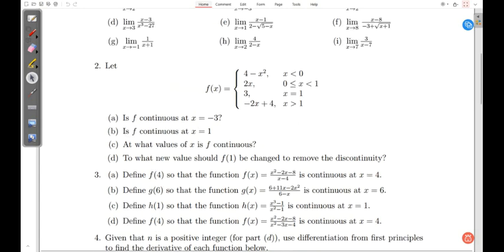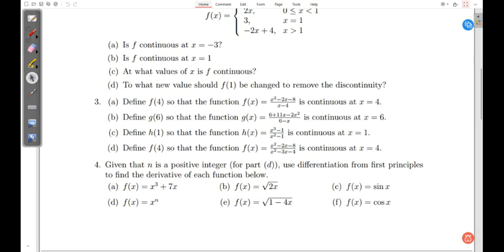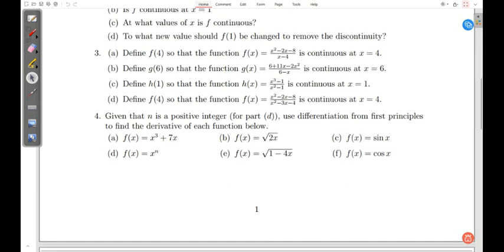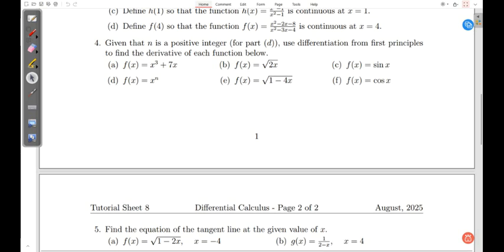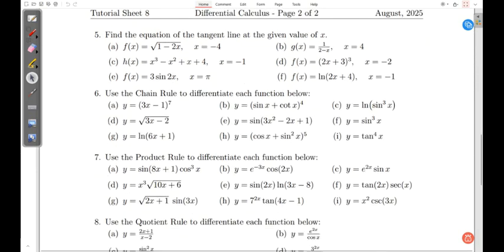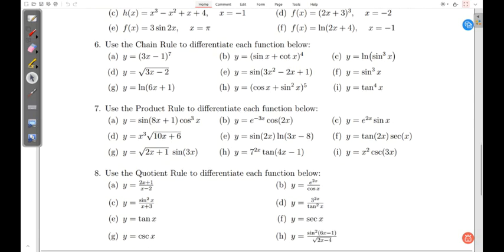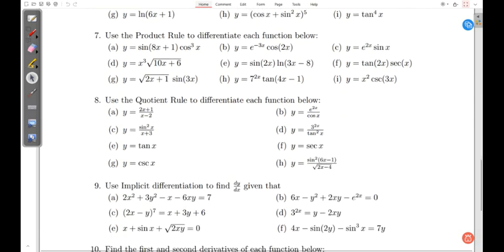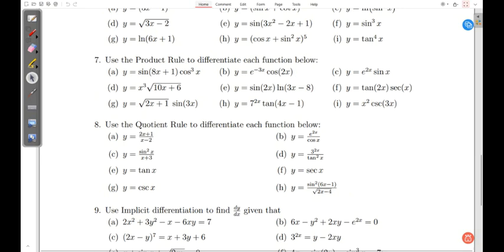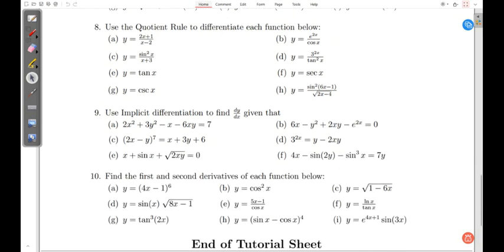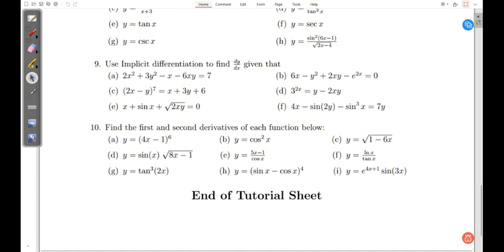In this video, I'll take you over some questions under differential calculus, and this is a very good foundation if you are looking for a basic foundation to differentiation. We cover limits, continuity and discontinuity under limits, defining functions to ensure they are continuous at given points, first principle, determining the tangent of a line at a given point, the chain rule, product rule, quotient rule, even applying them to trig functions. Then we have implicit differentiation, first and second derivatives of functions, mostly trig, logs and exponentials. So let's get into it.